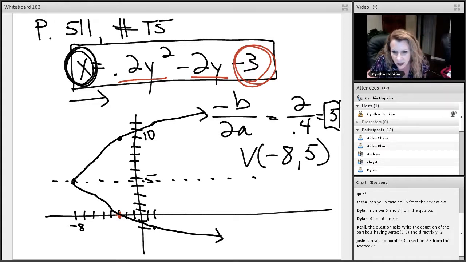That's T5. Okay, Dylan, 5 and 6 from the quiz. Let's see if I've done those yet. No, I have not.